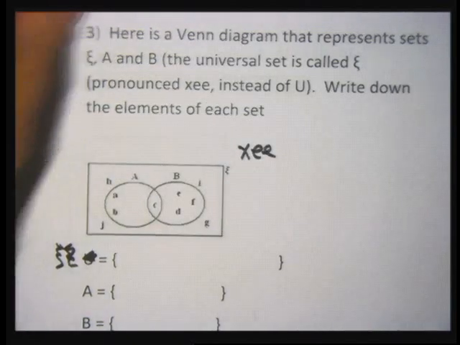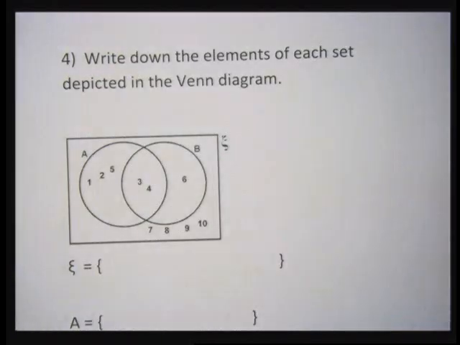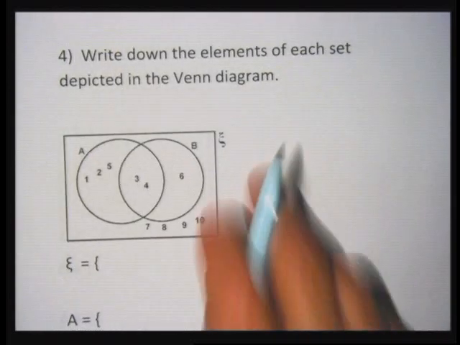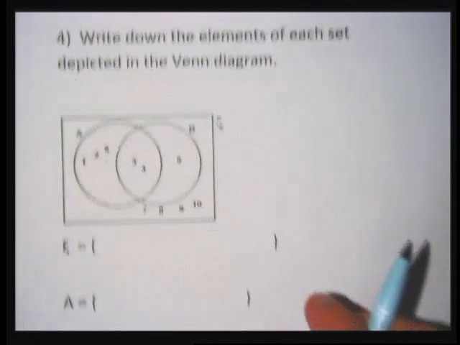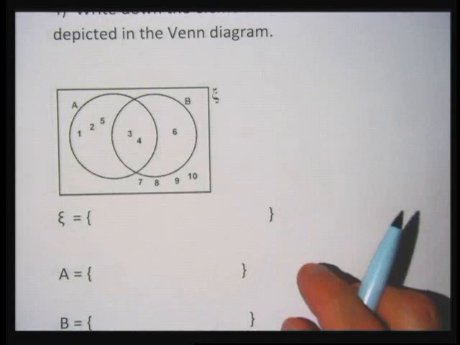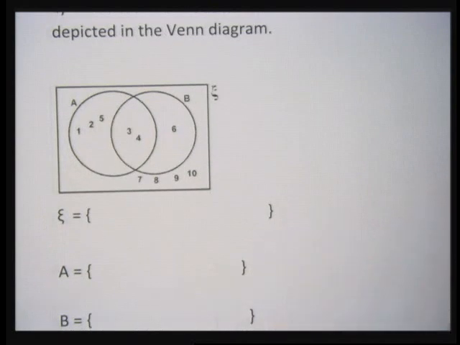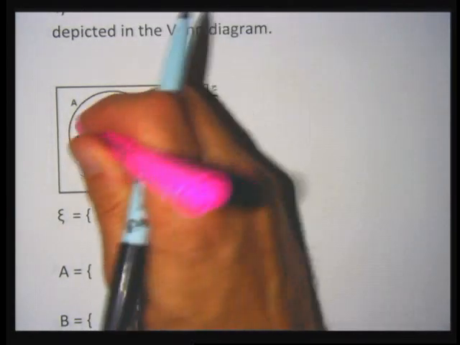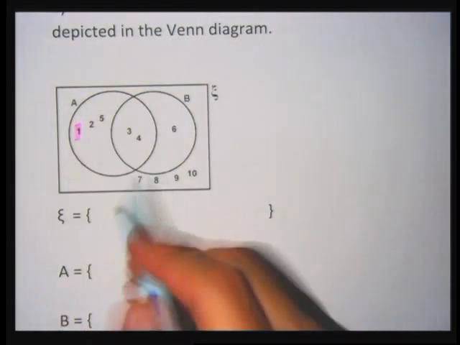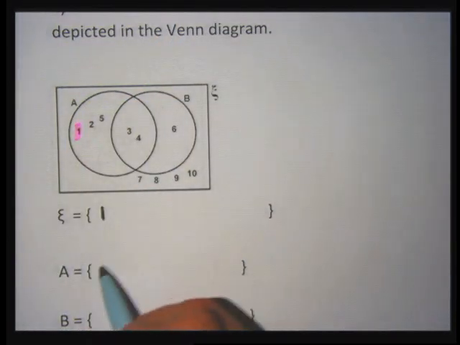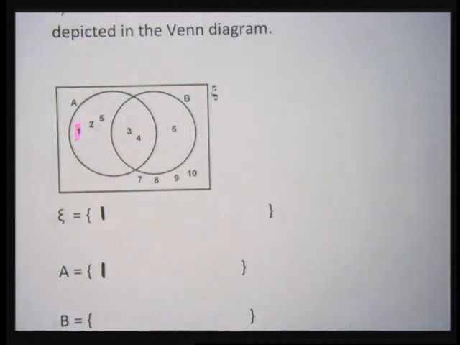Now going to number 4. 4 again, it's called the funky name Z, and I think I can get them all in on this diagram. So first thing I'm going to place is a number 1. Every number is going to be part of the universal set. 1 is also in set A, it's not in set B.